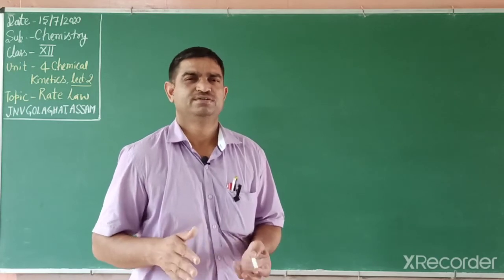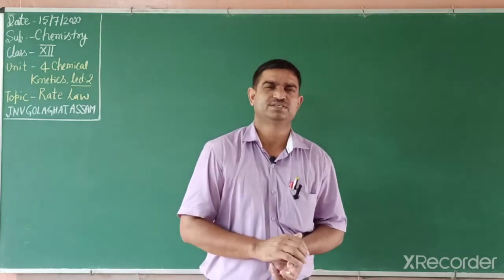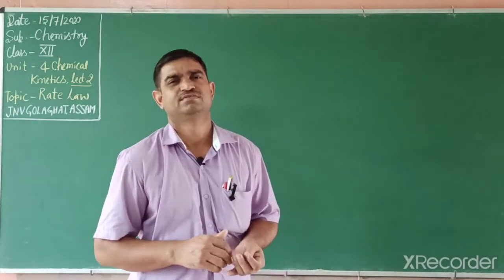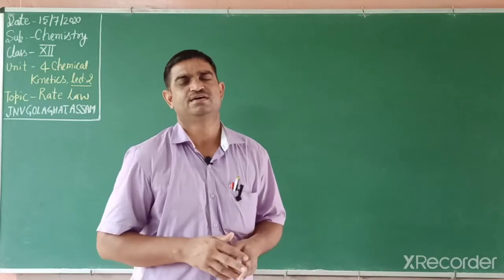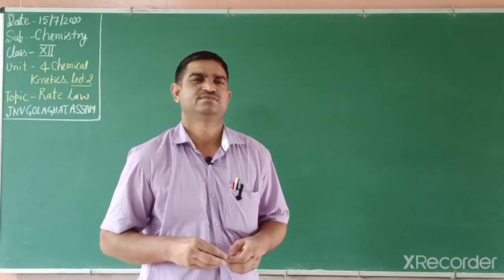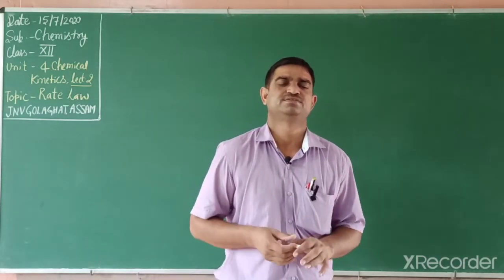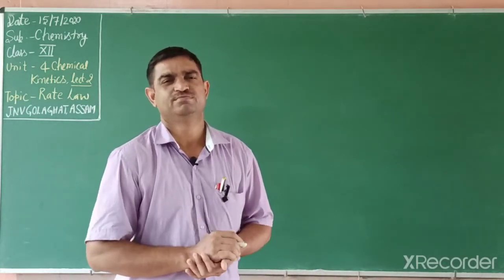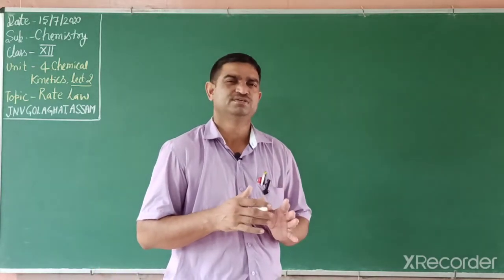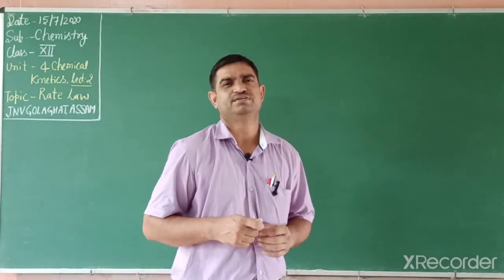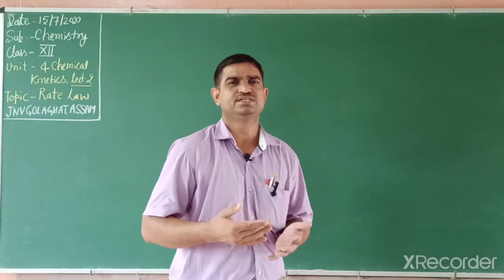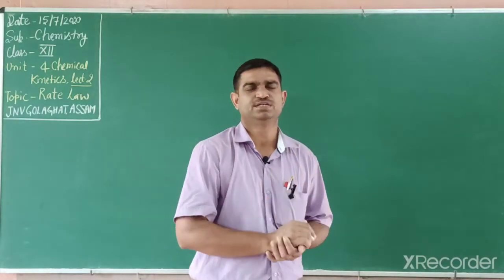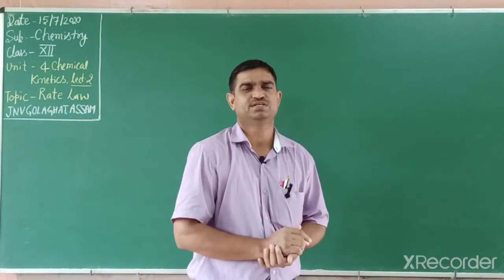In a similar way, we can say any chemical reaction is affected by different parameters like concentration. If the reactants are gaseous, then pressure, temperature, catalyst, volume. These parameters we will study in detail, but mainly it depends on the concentration of reactants. If the concentration of reactant increases, then rate of reaction increases. If concentration of reactant decreases, rate of reaction decreases.